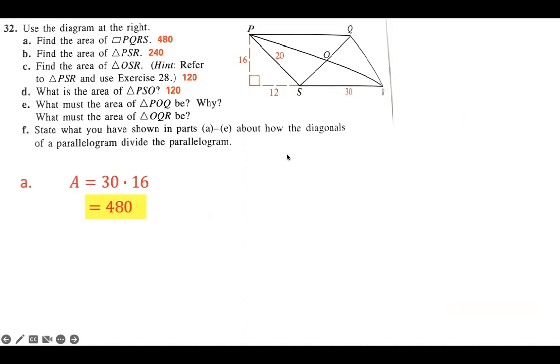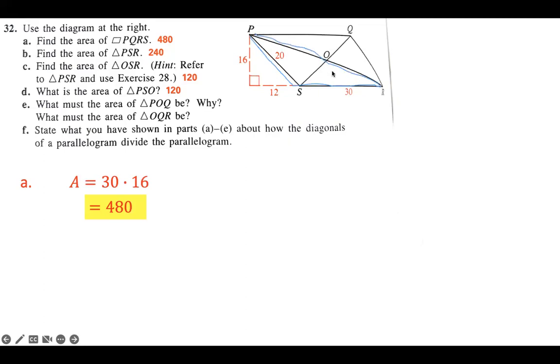That's part A. Part B says triangle PSR. So where is triangle PSR? Let's see, P to S. I should have done that in blue. Let me do that again. Erase that red, make it blue. All right, P to S to R. So this triangle right here.